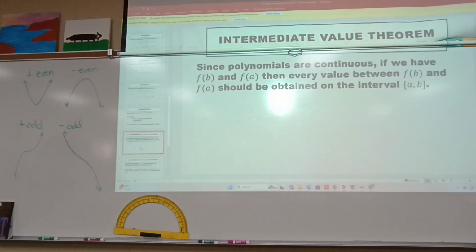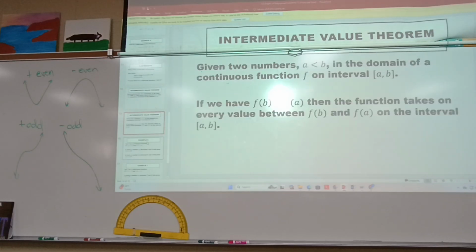All right. Last thing we're going to talk about is called the intermediate value theorem. The Intermediate Value Theorem is this. It states that if a function is continuous, it hits every point in between those 2 points. That sounds goofy.